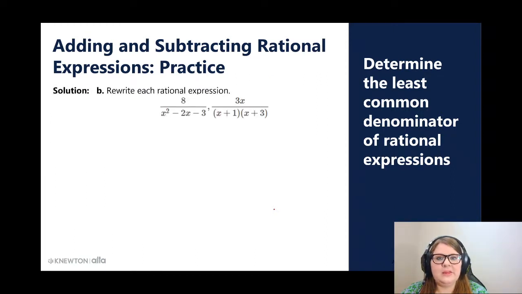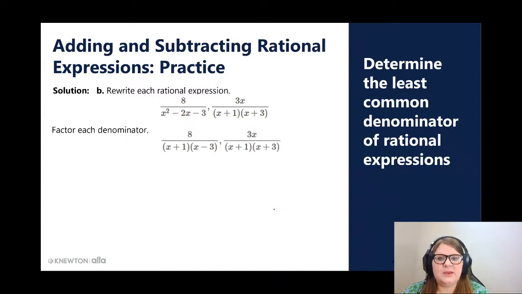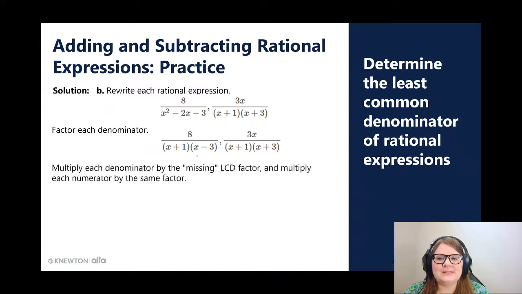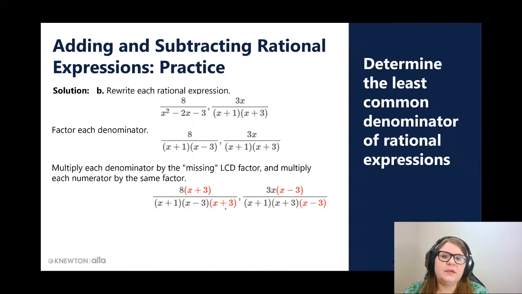Now we want to find a way to rewrite each rational expression so that it has the lowest common denominator. Notice that you will want to have each denominator completely factored. So if you've written one factored and the other one not, just remember to go back and factor the other one. Since our lowest common denominator was x plus 1, x minus 3, x plus 3, we want to find which part of that is missing from each denominator. So for example, in our first fraction, we are missing x plus 3. So we're going to multiply the denominator by that.